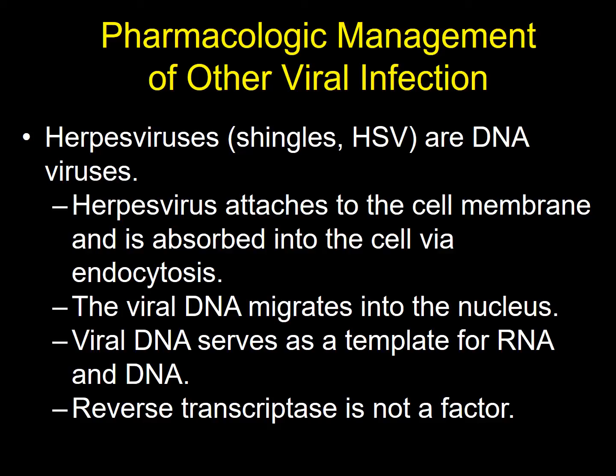cell via endocytosis. Just like we've already discussed, once it's endocytosed, it loses its membrane. The viral DNA unwinds. DNA will always look for other DNA. It migrates into the nucleus of the mucous membrane cell. And then once it integrates, it can just make copies of itself like any self-respecting DNA can. Again, reverse transcriptase is not a factor.